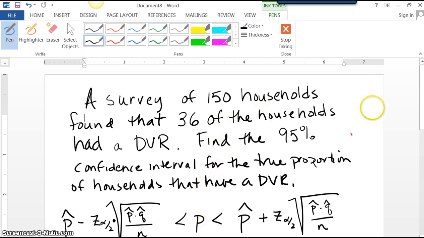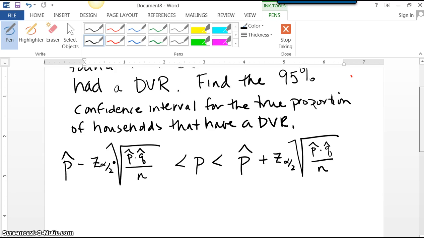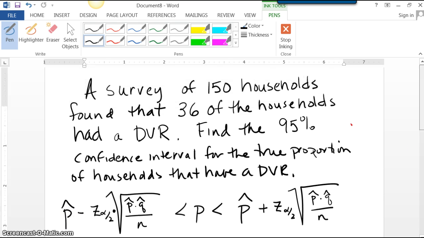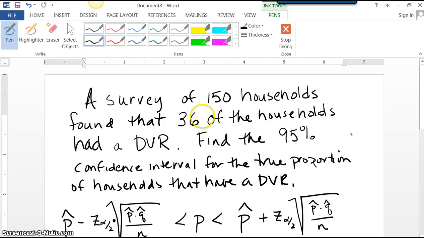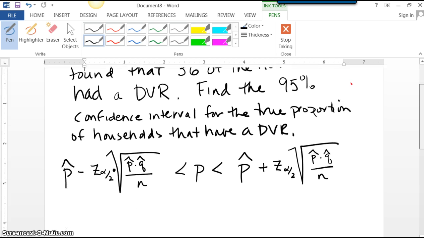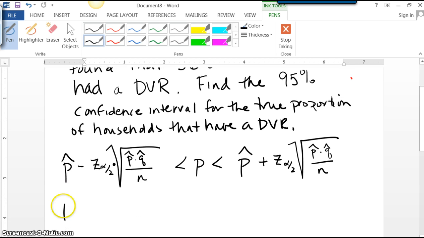And so the formula that we're going to use is this formula. We're going to try to capture P in between two numbers here and here so that we have a confidence interval. The P hat is created from the sample information that you have, and the sample information tells us that 36 out of the 150 households had DVRs. So the P hat is created by making a fraction out of that. That's the proportion that had DVRs in the sample.